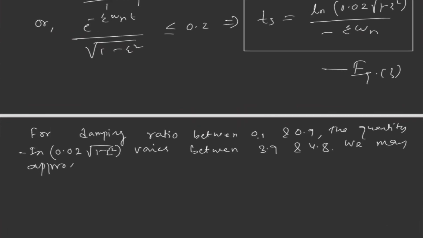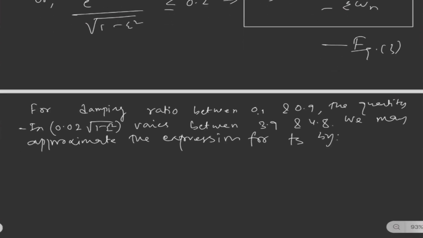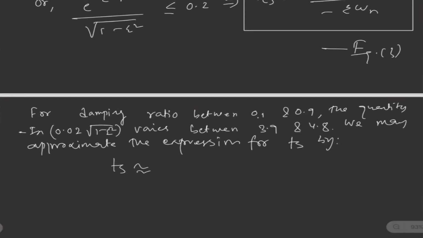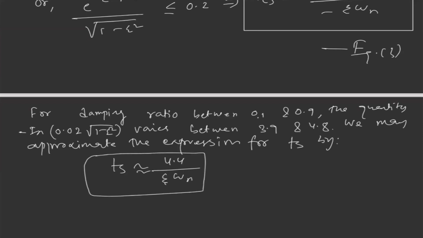And we may approximate the expression for Ts as Ts equals 4.4 divided by zeta omega n. Sometimes we use this value for the underdamped system. And this is also used for designing control; we use this expression too.